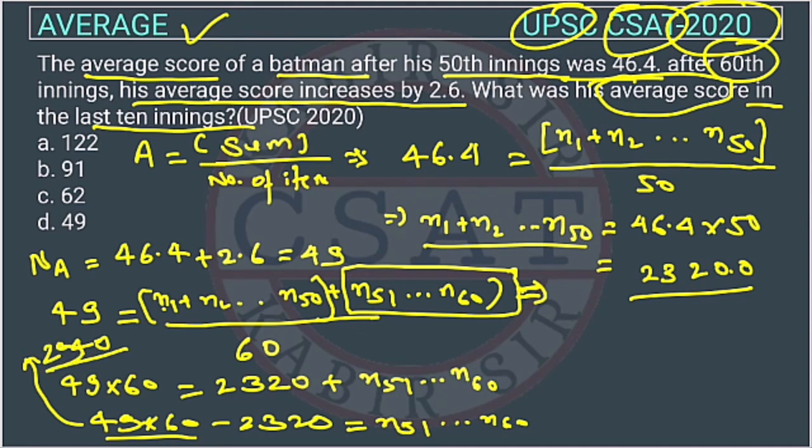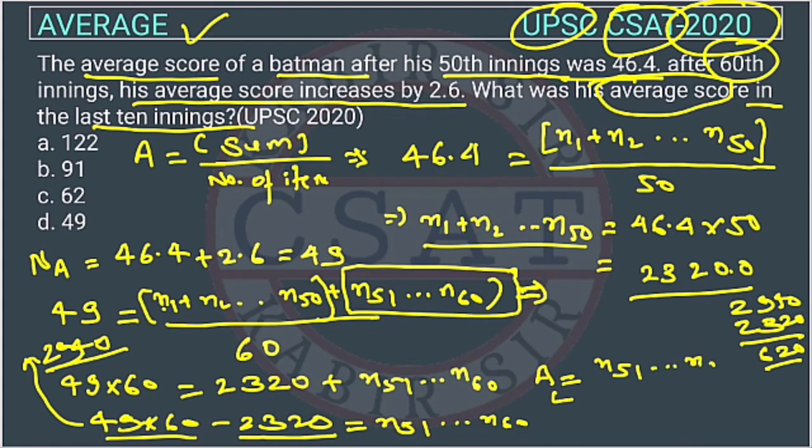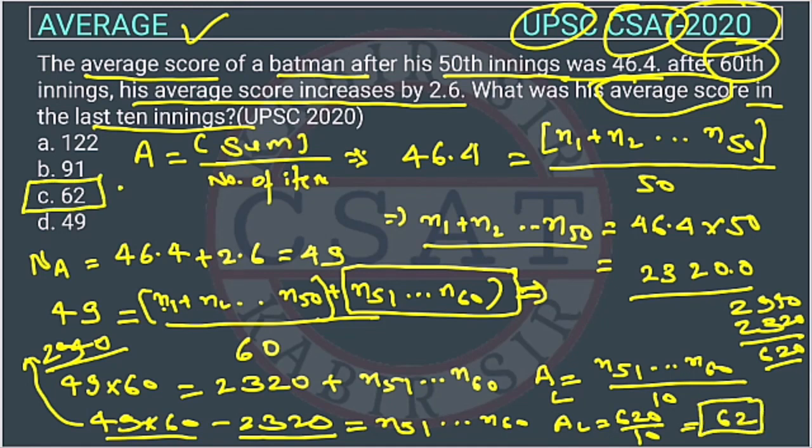2940 minus 2320, right? So it will be 2940 and 2320. So this will be 620. So the average of the last 10 innings will be N51 till N60 upon the number of items, which are 10, because 51 to 60 there are 10 items. So the average will be 620 upon 10. So it will be 62. So this is our answer. So option C is our answer, right?